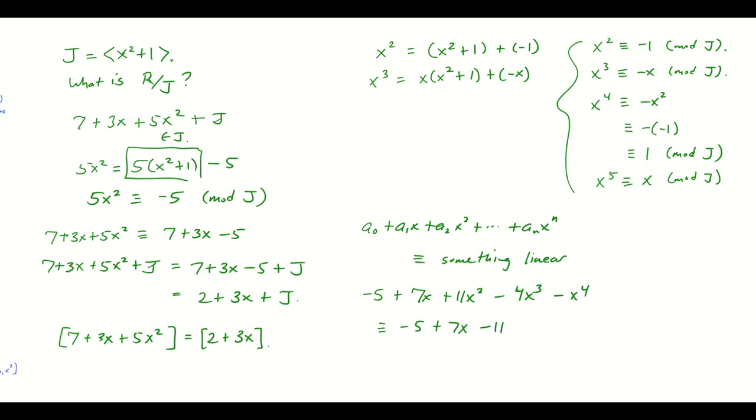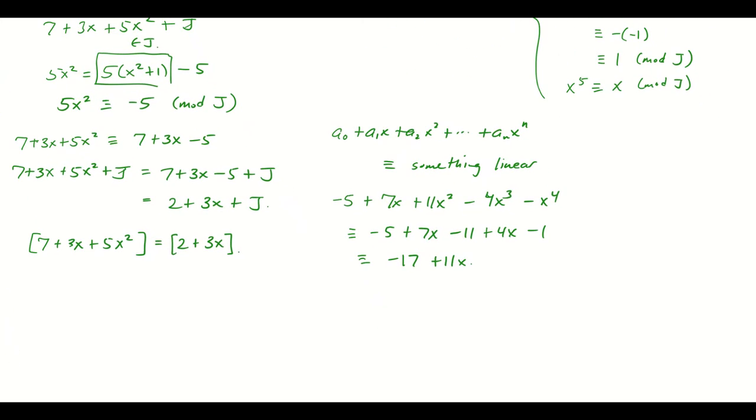And then x cubed is negative x, so I think that's plus 4x. And then x to the fourth is 1, so that's just minus 1, all of which comes out to, let's see, negative 17 plus 11x. Okay, so this polynomial here, if I just set up any polynomial whatsoever, it will be congruent to something linear. Therefore, R mod J is equal to the set of all congruence classes of linear polynomials.